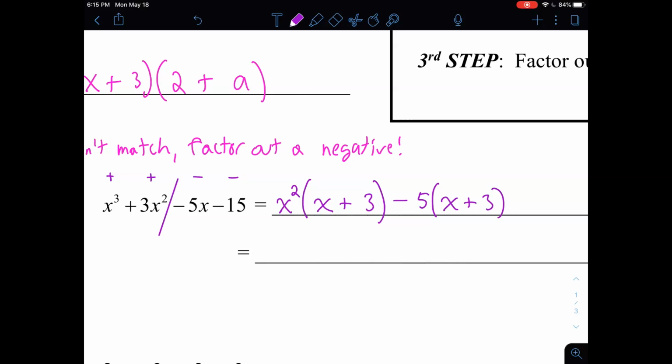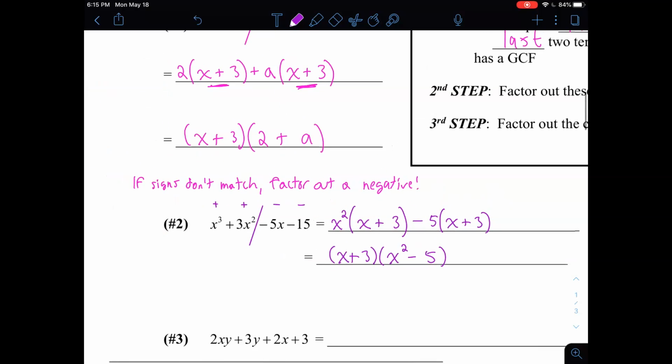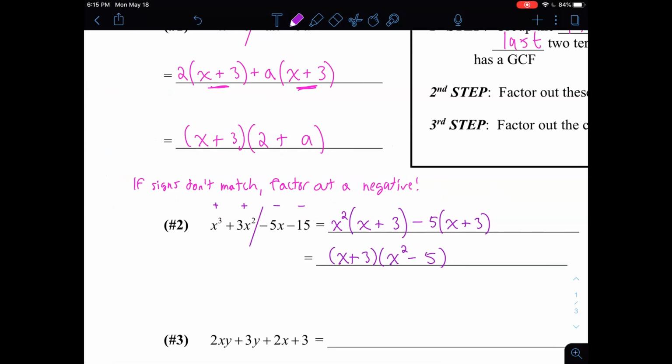So that fixed it. If the signs do not match and we pull out a negative, it's going to change all the signs from positive to negative, or whatever. Okay? Now, what do both of these have in common? They both have x plus 3 in common. And what's left over, when we divide them both by x plus 3, is x squared minus 5. And there's your answer. Like I said, if you were to just FOIL this again, you'd get back to the original problem we had.